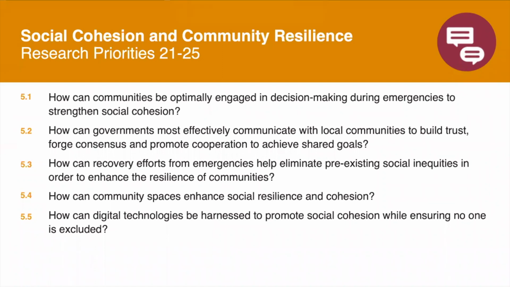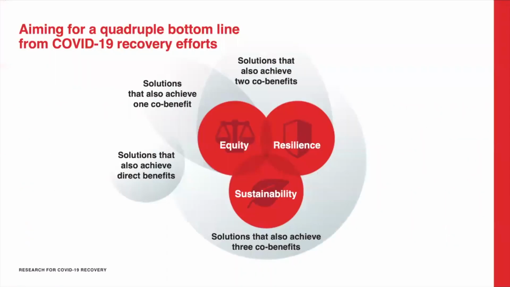Ultimately, though, the reason we talk about co-benefits in this way is because what this UN research roadmap is driving towards is how we achieve a quadruple bottom line from our COVID-19 recovery efforts. And as you can see in this slide, what we're saying is that solutions that achieve direct benefits are great, but even better would be solutions that achieve one co-benefit, even better, two co-benefits, even better, all three of these co-benefits.